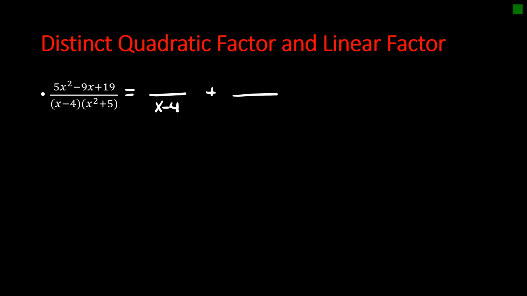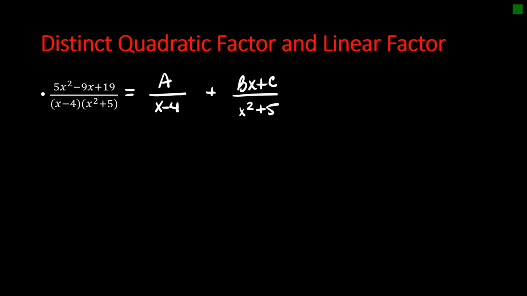So let's write our denominators of x minus 4 and x squared plus 5. As we said, x minus 4 is a linear factor, so we're going to put a general constant A in that numerator. And x squared plus 5 is a quadratic expression, so we're going to use Bx plus C. Our goal here is to find A, B, and C.